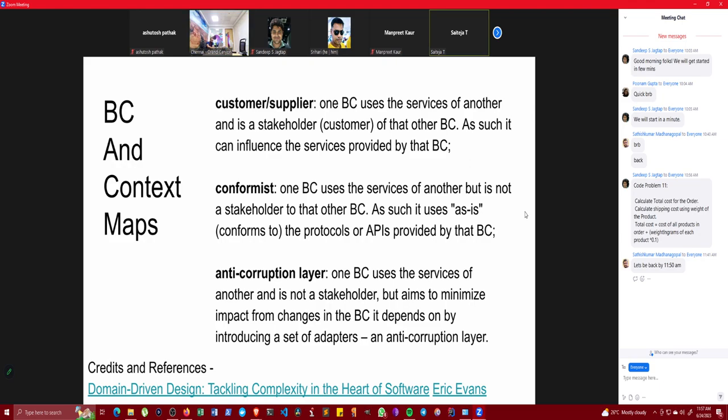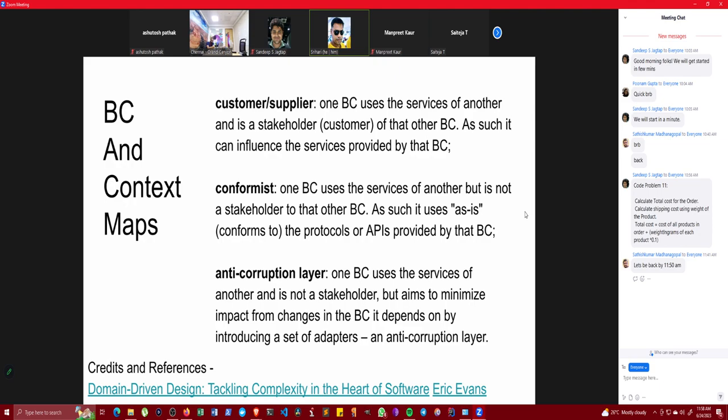Is this the difference between customer-supplier and conformist? Because there also one bounded context is using the services of another, and it gets influenced by the stakeholder. But with conformist, do both use the same thing, or is there still one bounded context that has to conform to the other bounded context when there is a change?